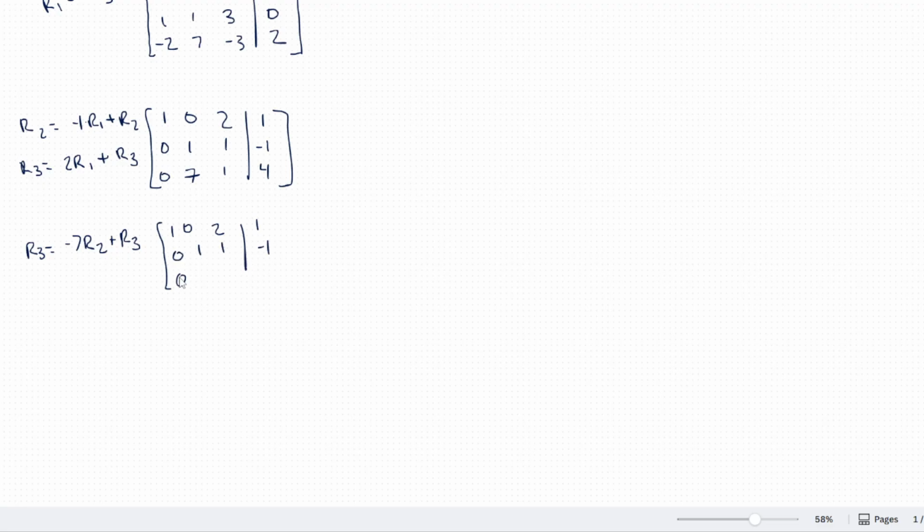And our third row will have 0 times negative 7, 0 plus 0, 0. We'll have 1 times negative 7 is negative 7, plus 7 is 0. We'll have 1 times negative 7 plus 1, we have negative 6. And finally, negative 7 times negative 1 is 7, plus 4, we'll have 11.